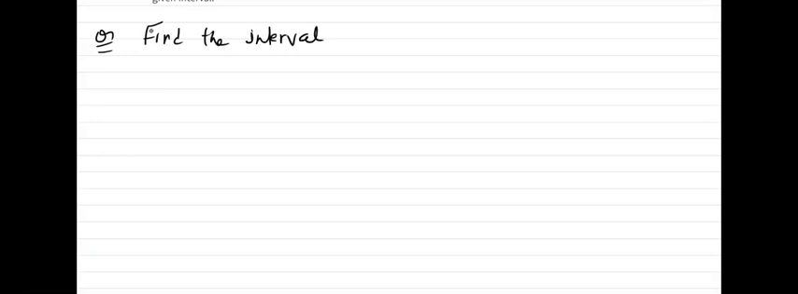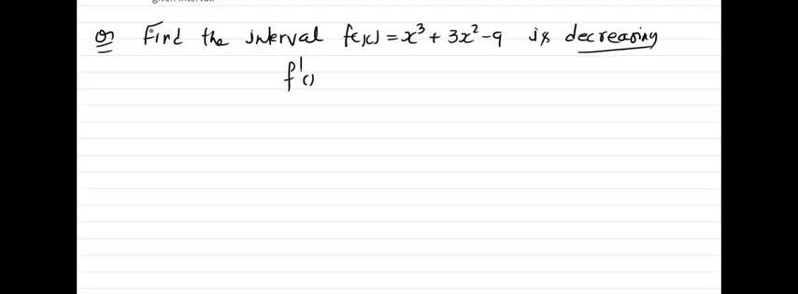Okay. The given function is x cube plus 3x square minus 9, and we need the interval where it is decreasing. Okay, what is given here? Decreasing means f dash x should be less than or equal to 0. Now, what is f dash x?